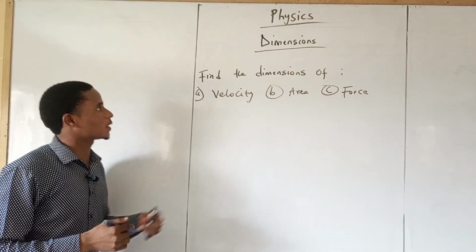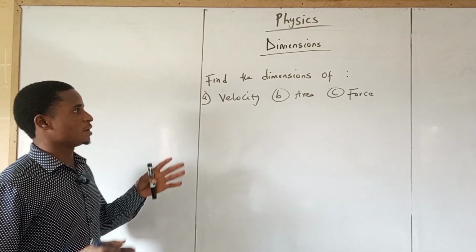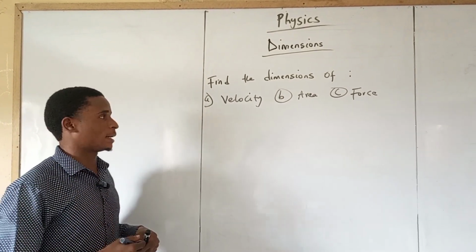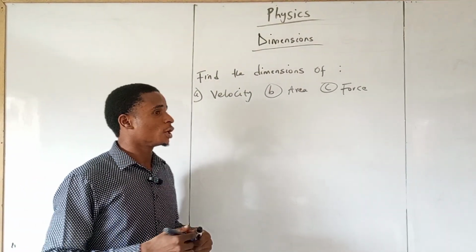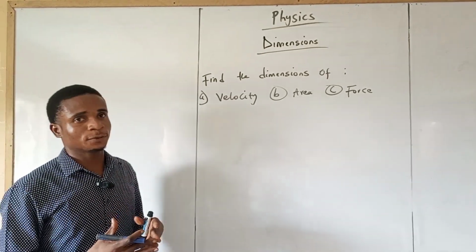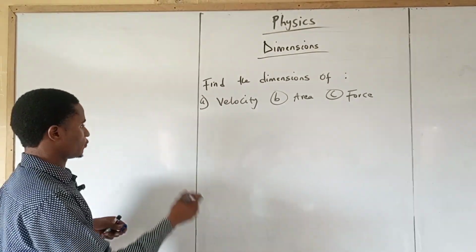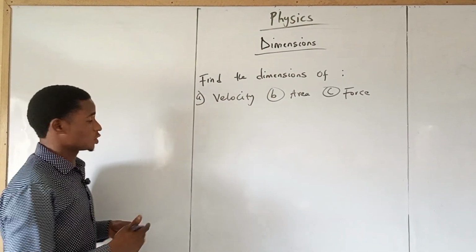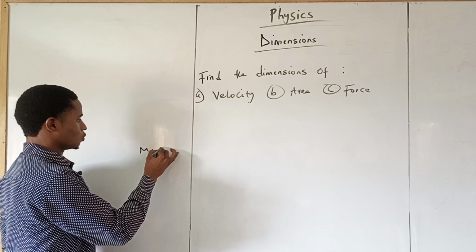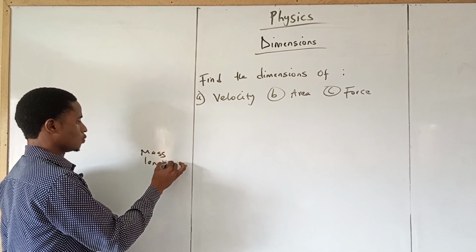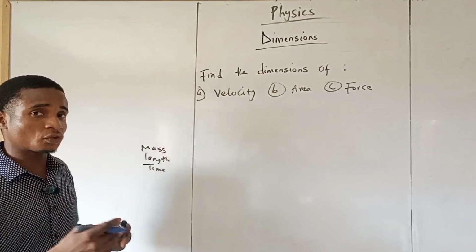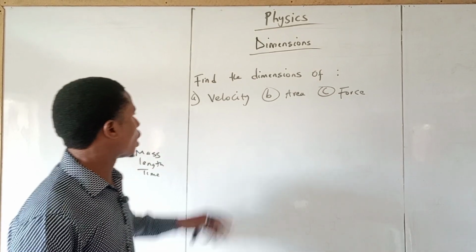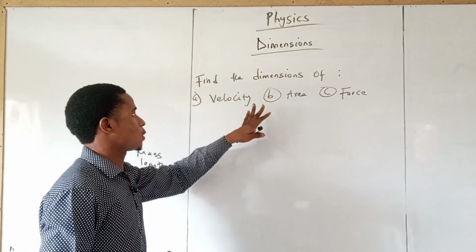Before you solve anything concerning dimension, you should be aware of fundamental quantities. And when we talk about quantities, we are talking about those things that can be measured. For example, under the fundamental quantities, we have mass, length, time, temperature, and other ones. And we also have the derived quantities. All these ones you're seeing here are derived quantities.